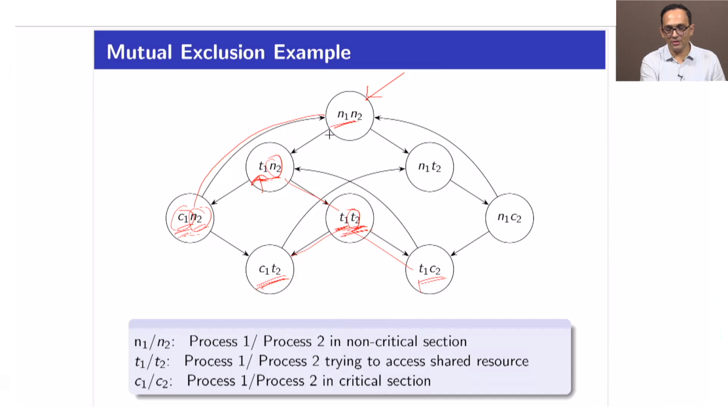Similarly, at the start it goes to N1, T2, and from there to N1, C2, and so on. This is how I have constructed the possible state transitions. This is the kind of modeling of the mutual exclusion problem. This is the Kripke structure, or transition system, for me.